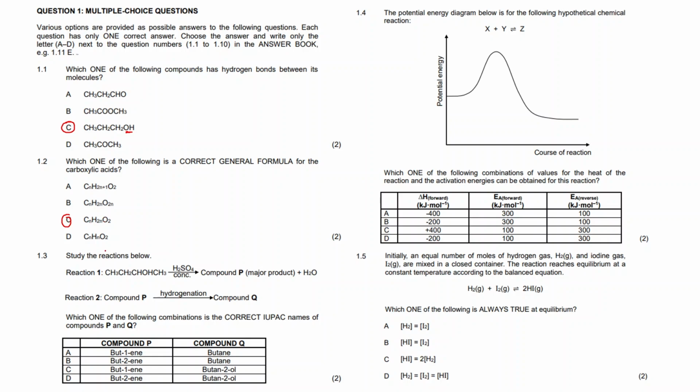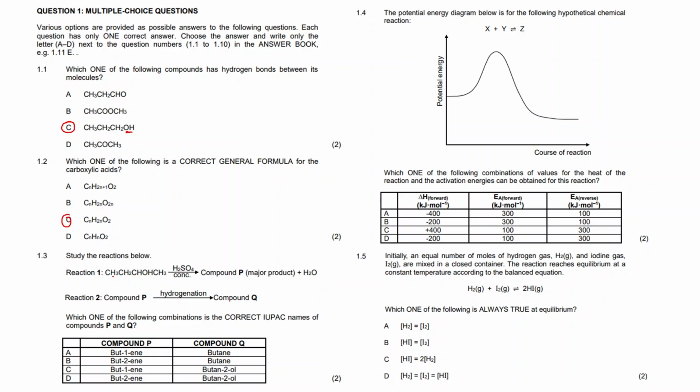Question 1.3. Study the reactions below. Reaction 1 being this one and reaction 2 being this one. Which of the following combinations is the correct IUPAC names of compounds P and Q? So here in reaction 1 we see we have an alcohol and hydrochloric acid is added to it. Well, concentrated hydrochloric acid is used as a catalyst in order to remove a water molecule and form compound P. Therefore, if a water molecule is removed from reaction 1, we will then end up with an alkene.